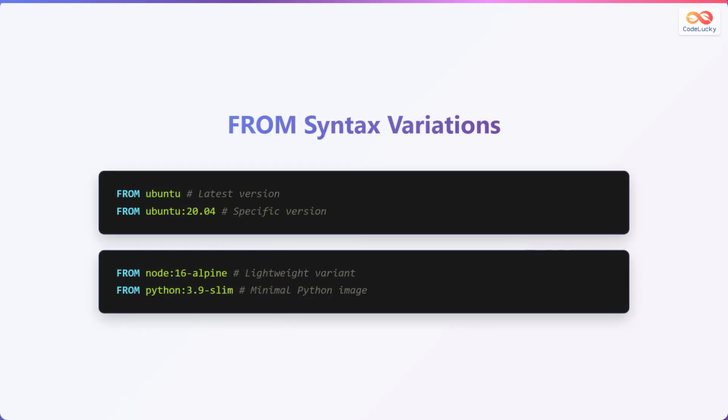The FROM instruction provides flexibility with different syntax variations. You can simply use FROM ubuntu to use the latest version. To specify a specific version, use FROM ubuntu:20.04. For lightweight variants, you can use FROM node:16-alpine. For a minimal Python image, use FROM python:3.9-slim.